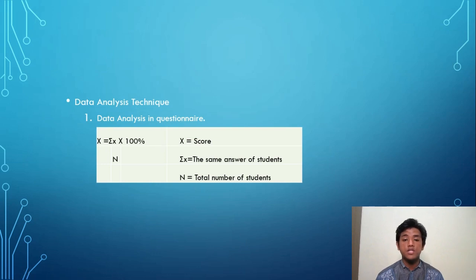Data analysis in questionnaire. The data analysis used was descriptive, which was analyzed by calculating the percentage of the answers. The result of the need analysis from the questionnaire used the pattern: X is score, sigma X is the same answer of students, N is total number of students. The pattern is X equals sigma X divided by N times 100%. Students' choice, necessity, likes and wants became the researcher's background in designing the worksheet.